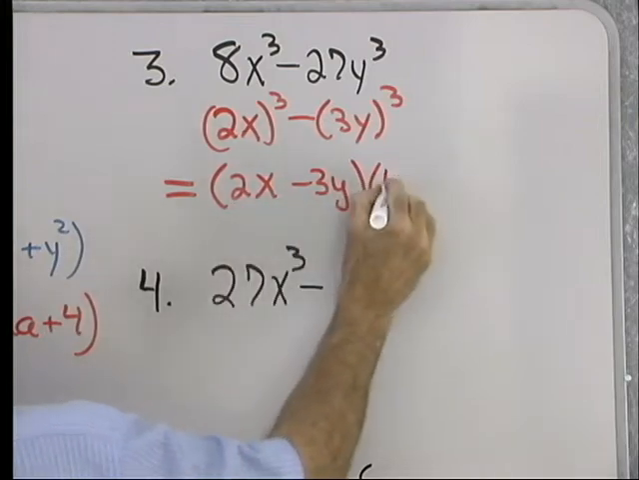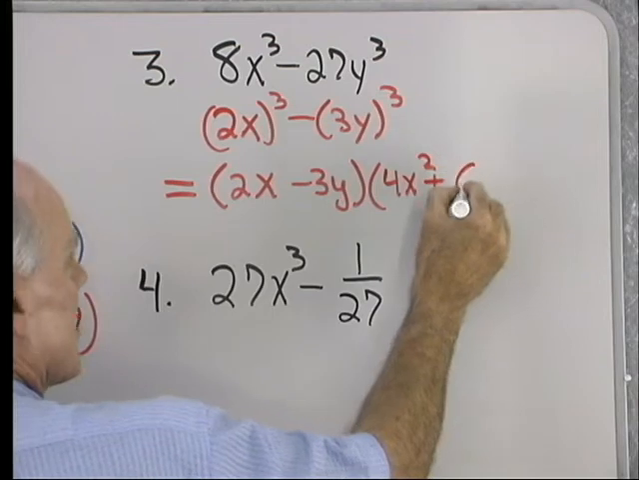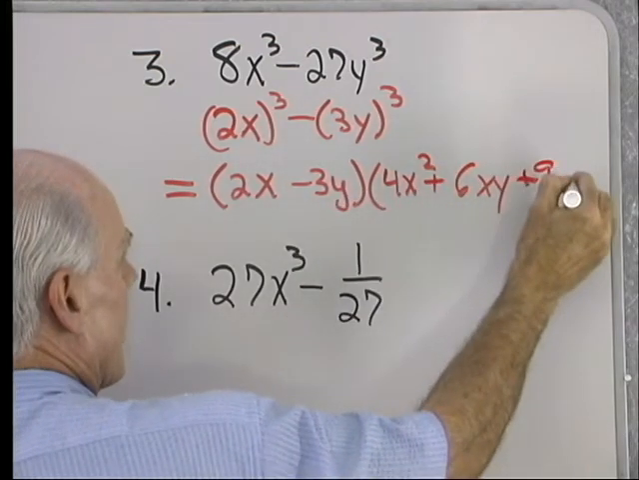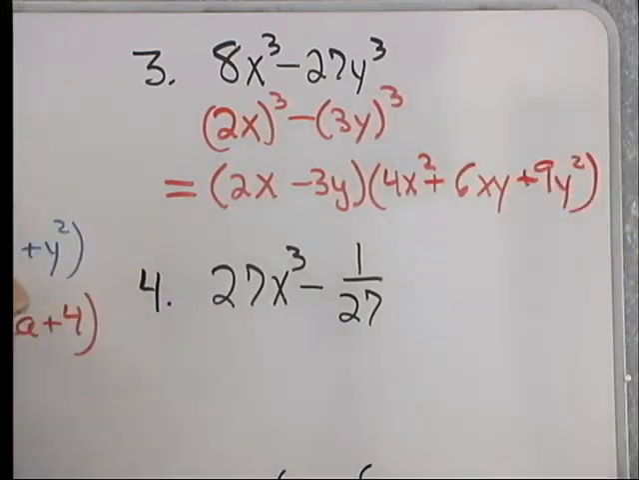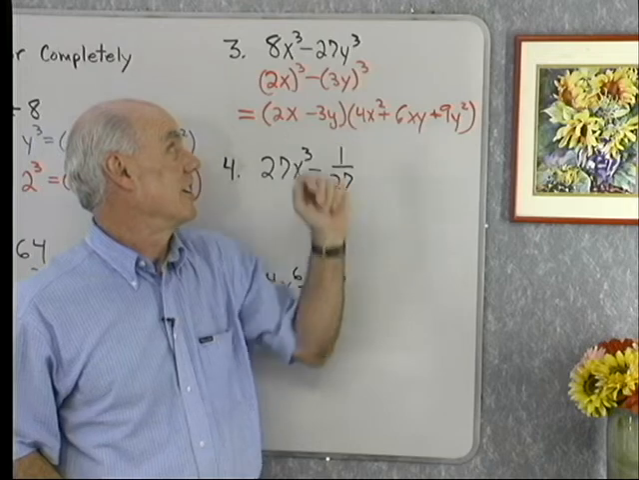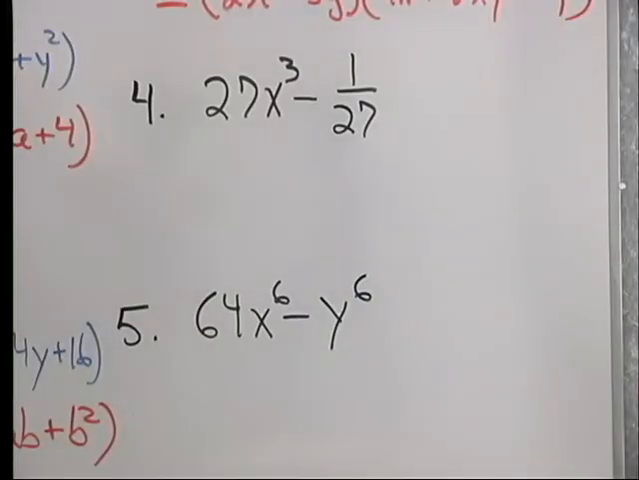I square this term, 4x squared, plus. I multiply 3y times 2x, I get 6xy. And then I square the last term, 9y squared. It has to work as long as I've multiplied that formula. I know when I multiply these two things out, I'm going to get 8x cubed minus 27y cubed. Let's look at another problem.